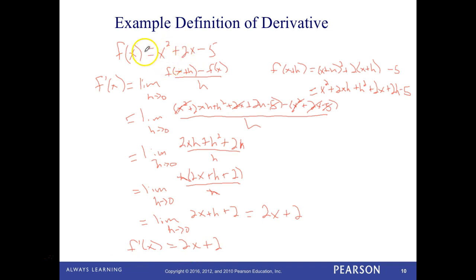Right? So if I said, well, what's the instantaneous rate of change, or the slope of x squared plus 2x minus 5 at 7? Well, I would just plug 7 into the derivative, and that would tell me the slope of this function. So that would be f prime of 7 equals 2 times 7 plus 2. So 14 plus 2 is 16. So the slope at x equals 7 of this graph is equal to 16. Right? So this function, the derivative function, will tell me the slope at any point on my original graph.